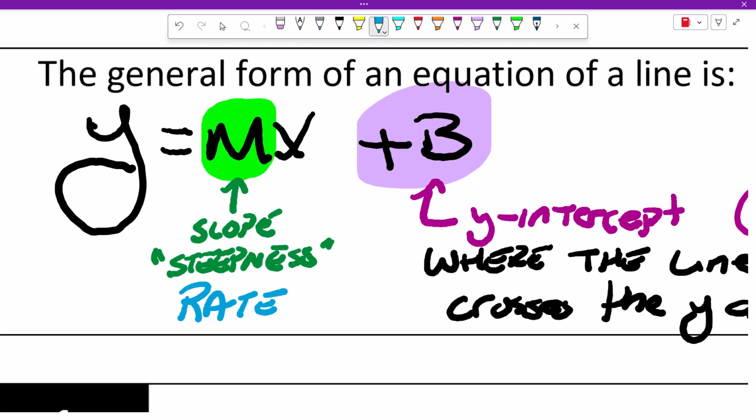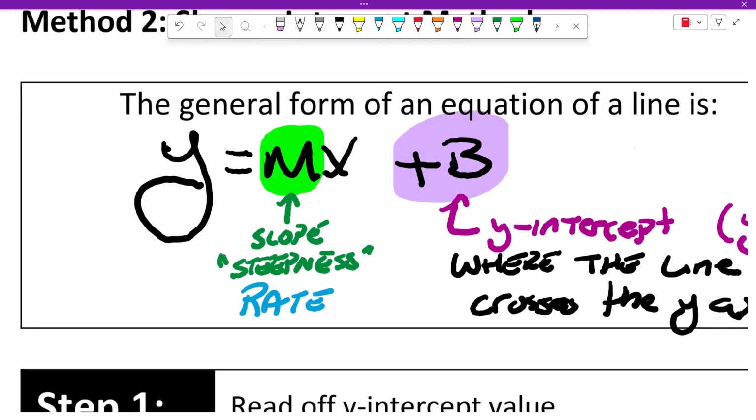So for example, we don't want food to spoil. We want to slow that reaction down. So that's the steepness of the line, and that's what you want to figure out. So, m is your slope, and b is your y-intercept. So we're using those properties.